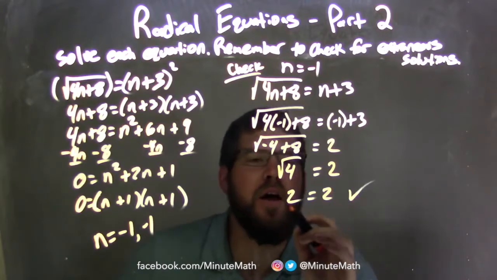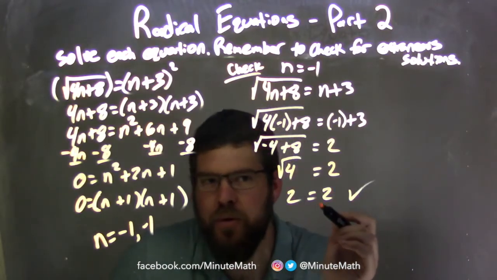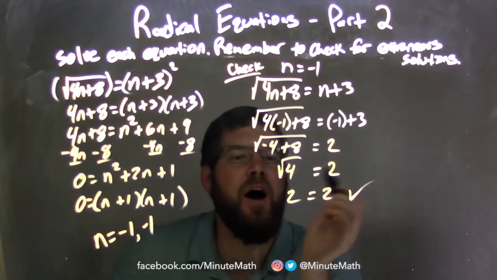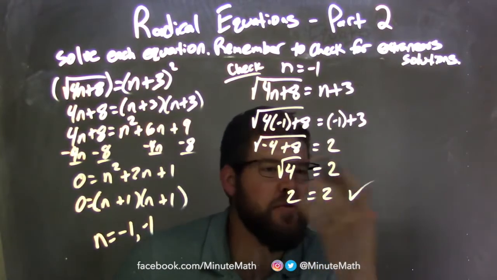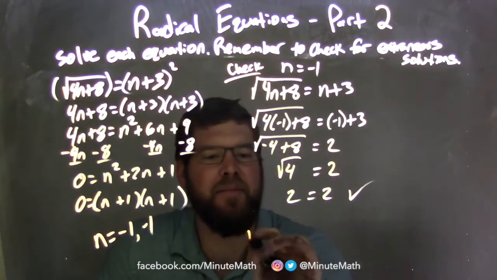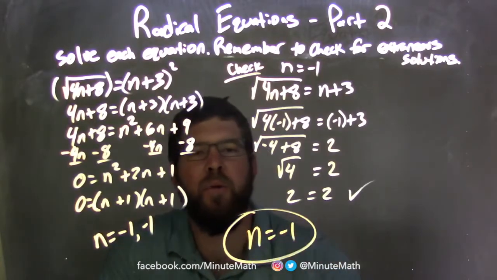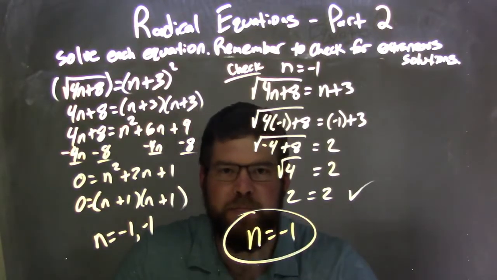Okay, looking good there. The left and right hand side were both equal, leaving me with the knowledge that there were no extraneous solutions, and n equals negative 1. Only need to write it once here, is my only real solution.